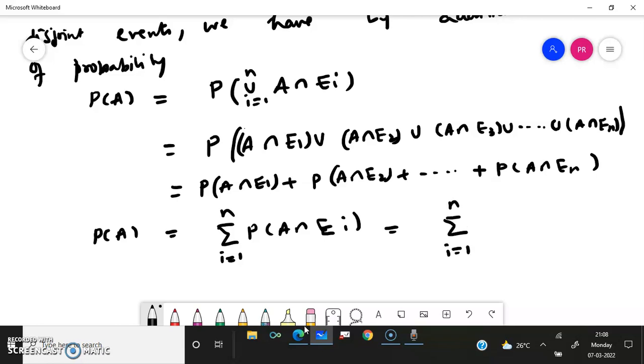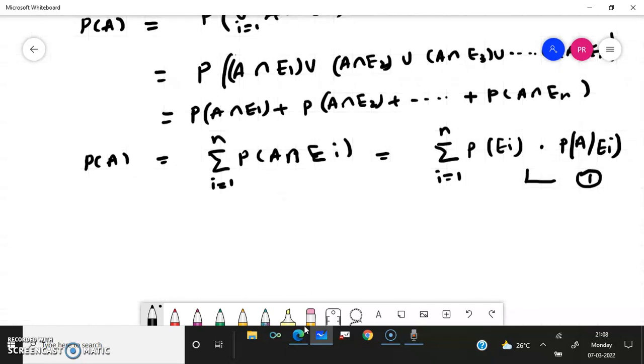And this can be written as summation i equal to 1 to n. What is P of A intersection Ei? It is nothing but P of Ei into P of A given Ei. Ei has already happened, so event A occurs after Ei. So P of A given Ei. This can be marked as equation 1. This is what we got.